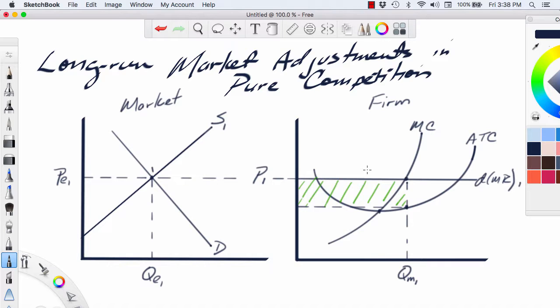How do we know that? The demand curve is above the ATC curve. Notice also that the firm is optimizing. You go, what do you mean by optimizing? It's operating where MC equals MR.